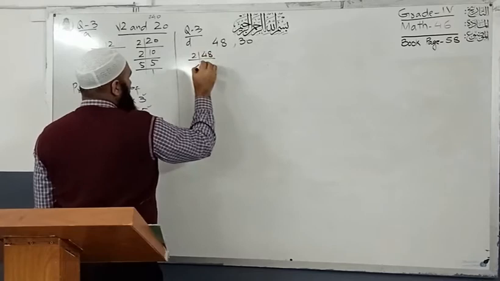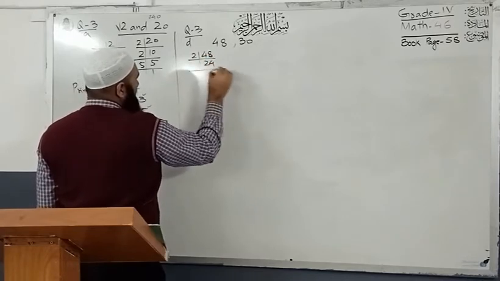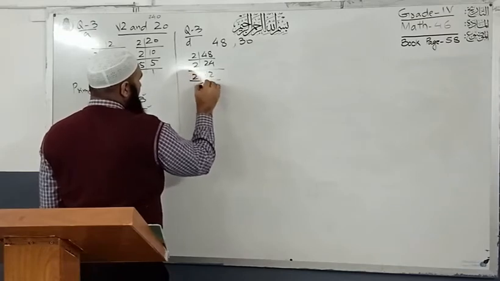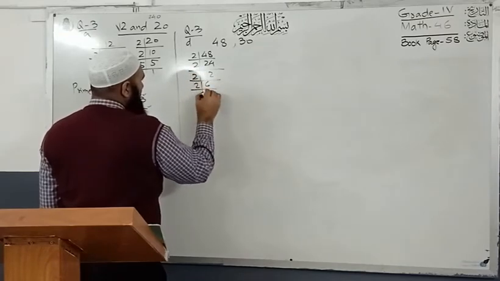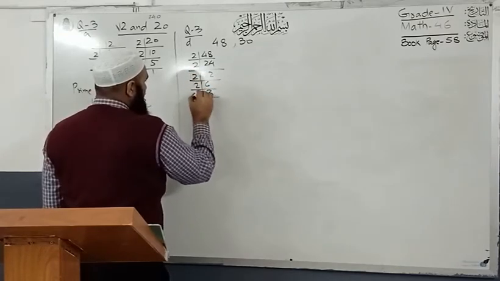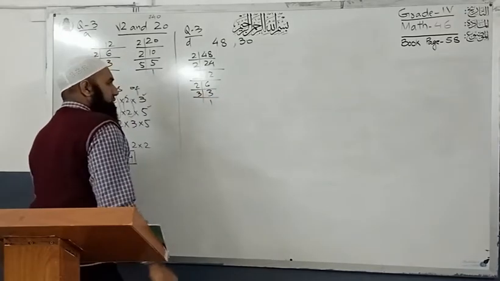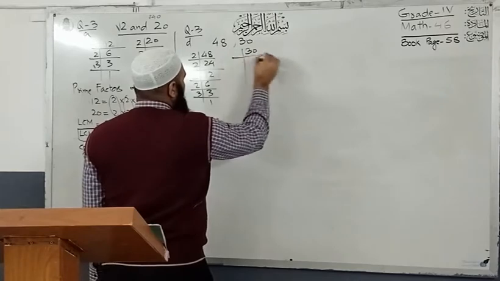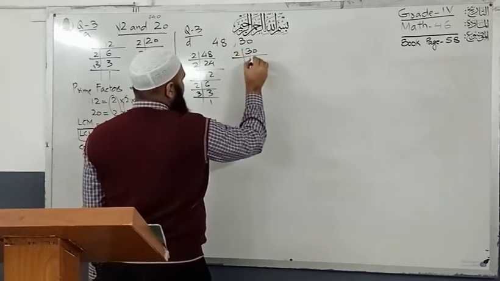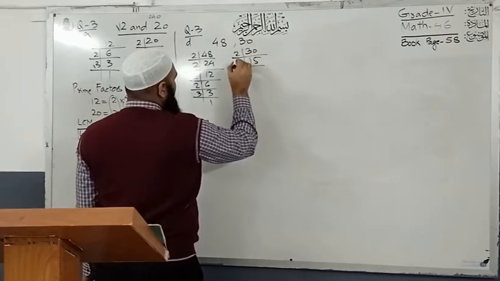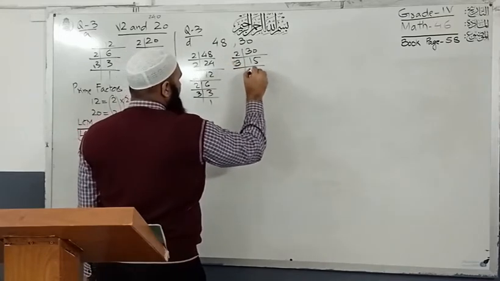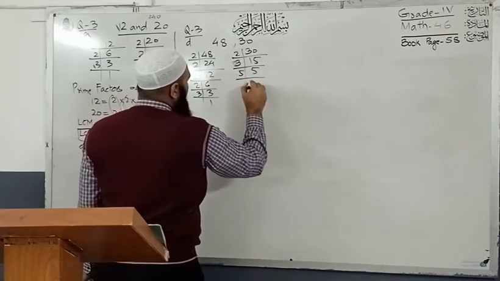48 divided by 2 we get 24. 24 divided by 2 we will get 12. 12 divided by 2 we will get 6. 6 divided by 2 we will get 3, and 3 divided by 3 we will get 1. Okay, now start dividing 30 by the lowest prime numbers. 2, we got 15. 15 is divisible by the lowest prime number 3, we got 5, and 5 is only divisible by 5.